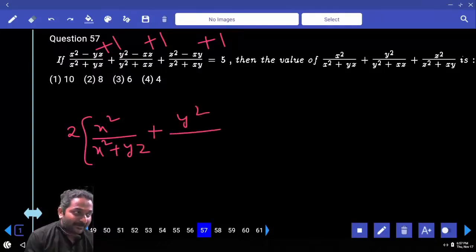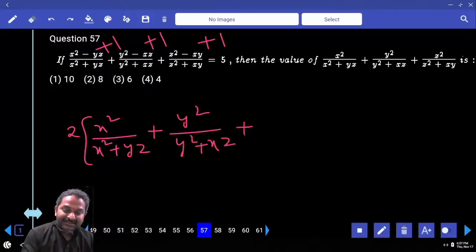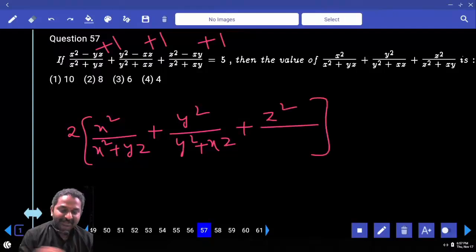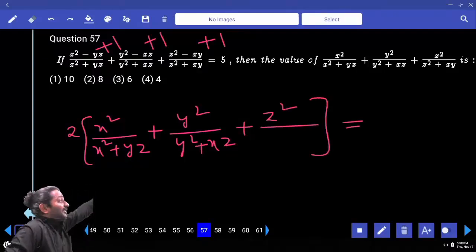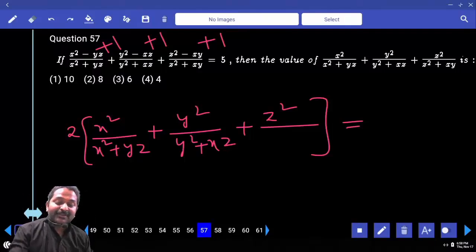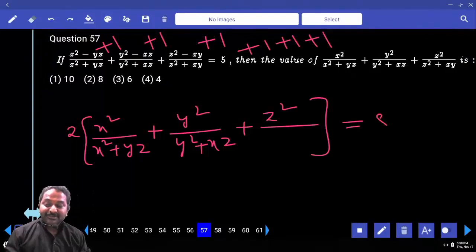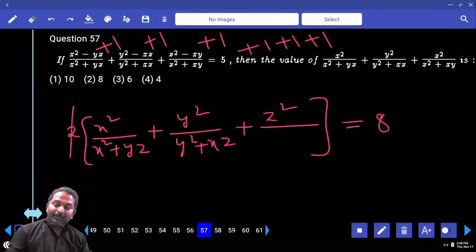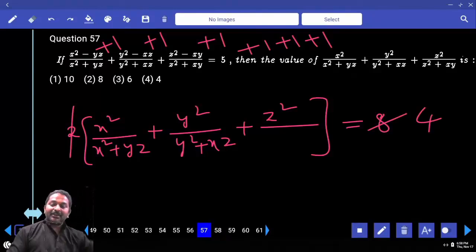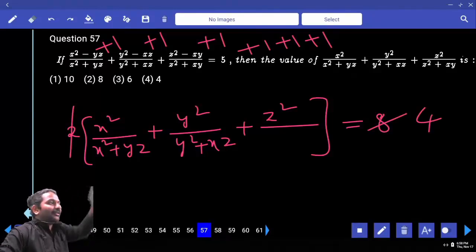Are you able to understand? Yes. And then y square plus xz plus z square by something. Correct? Yes, sir. That must be equal to... See, when on the left hand side you are adding plus 1 plus 1 plus 1, the right hand side also you are supposed to add plus 1 plus 1 plus 1, which becomes 8. Then 2 how many times? So your answer is 4, right?